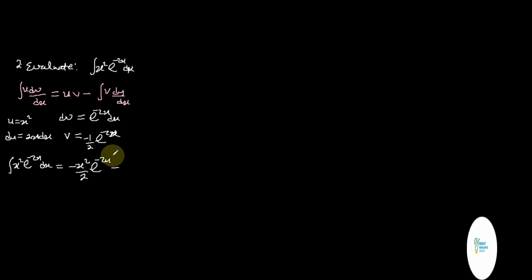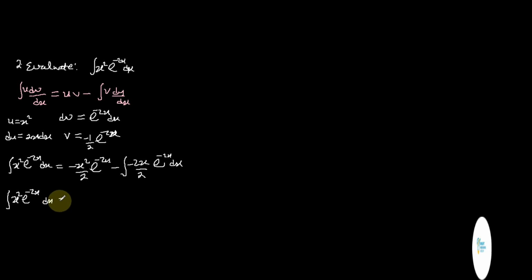Then this is minus the integral of v du. For du we have minus 2x over 2 e^(-2x) dx. So solving this further, we're going to have the integral of x squared e^(-2x) dx equal to minus x squared over 2 e^(-2x) plus the integral of x e^(-2x) dx, because 2 will divide 2 and this minus will multiply this minus to give a plus.